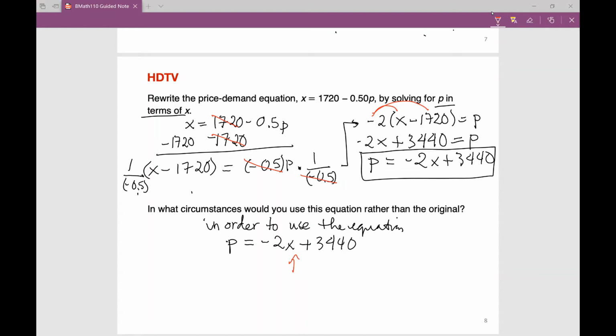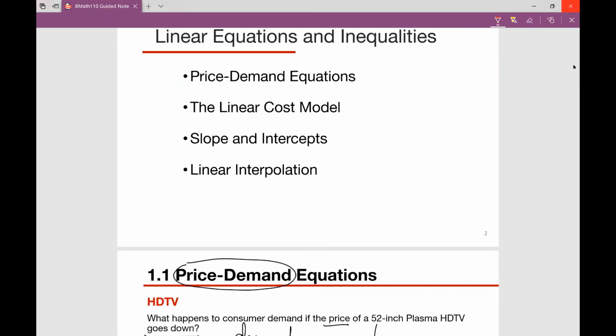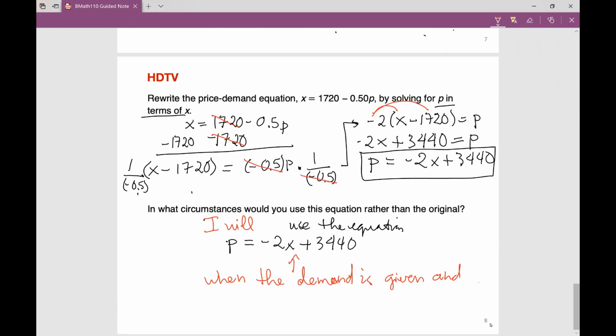So I would like to say I will use this equation when the demand is given and asked for price.